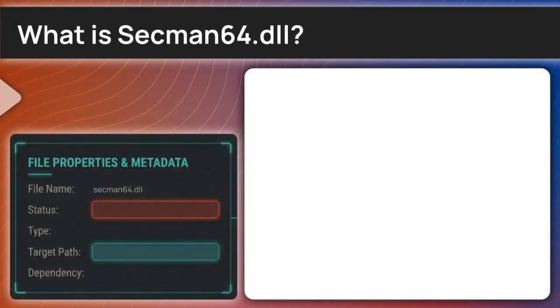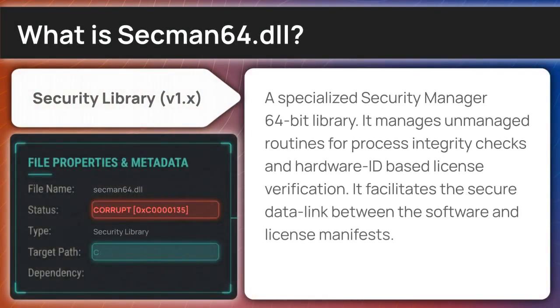This is the secman64, a specialized security manager 64-bit library. It manages unmanaged routines for process integrity checks and hardware ID-based license verification. It facilitates the secure data link between the software and license manifests. Now that you're up to speed on the file's role, let's begin the repair process.